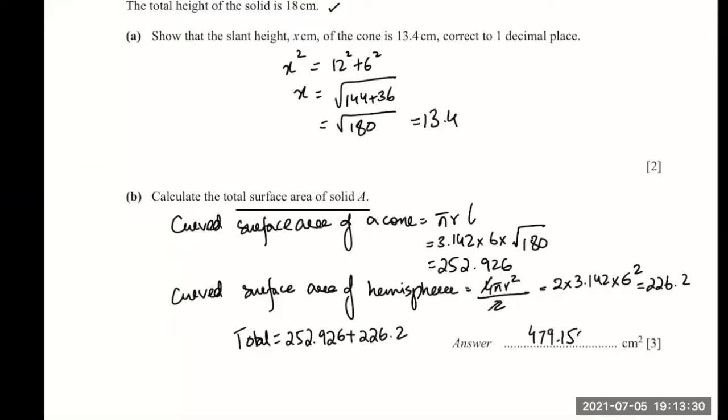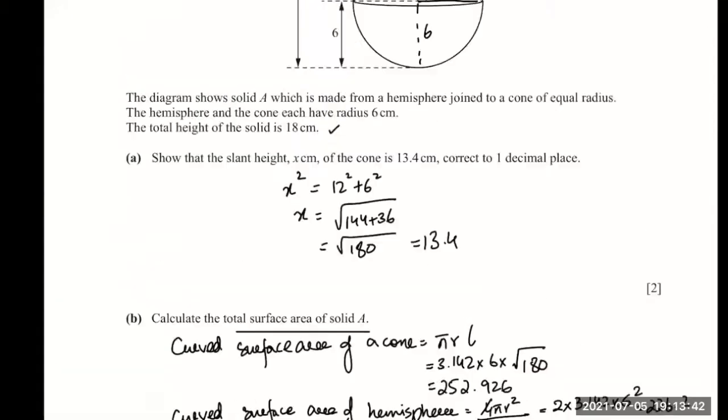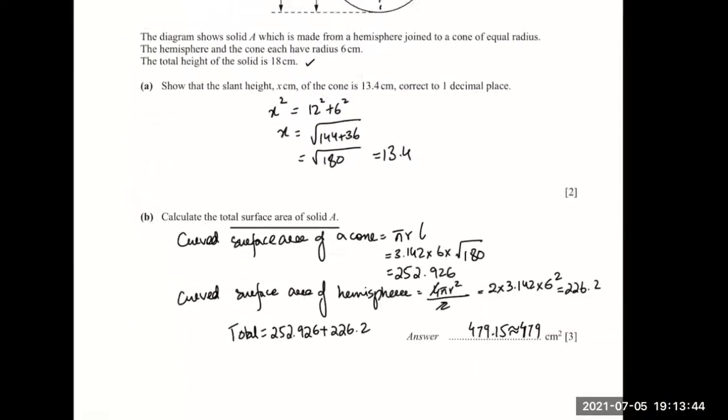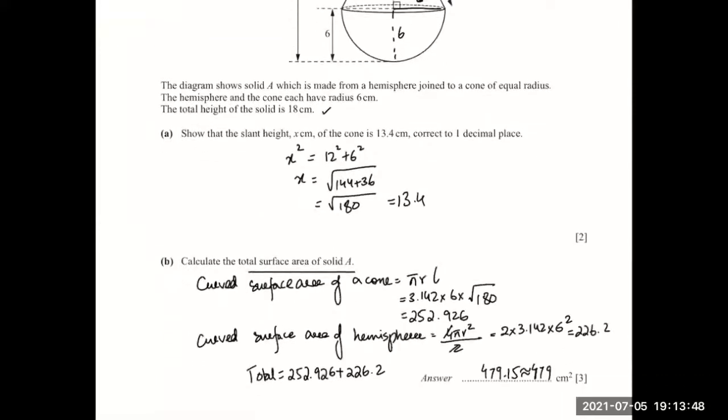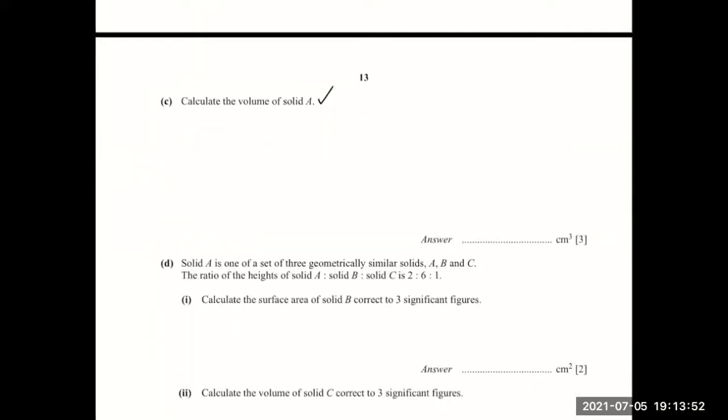479.15, which is approximately equal to 479 when I round off to 3 significant figures. Okay, nothing difficult about it so far, is there? See, the trick about mensuration questions is remembering formulas. As long as you remember formulas, you should be fine. And it says volume of solid A.